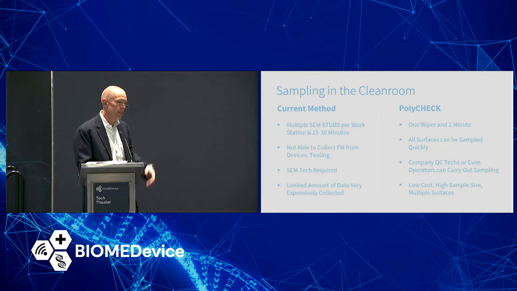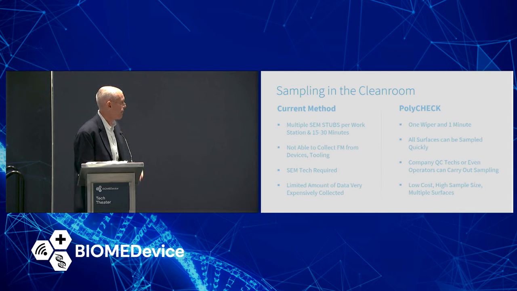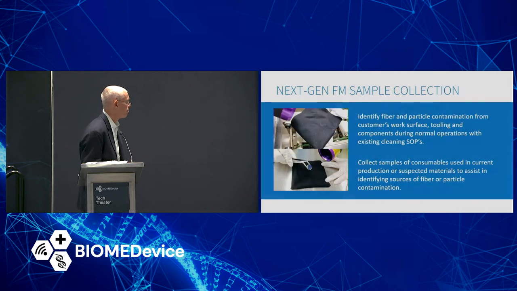But what happens a lot of times is FM lodges in tooling and recessed areas, and maybe there's some maintenance done on that tooling over the weekend, and now it's spread everywhere. So what PolyCheck allows us to do, and we also have that available in a swab, is very thorough sampling, so we can identify sources of the contamination.